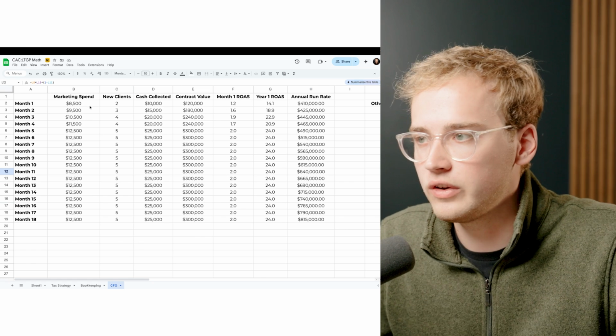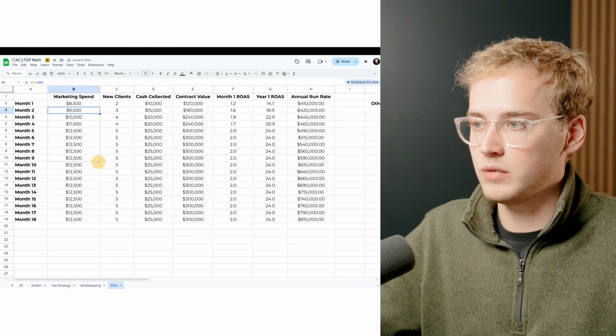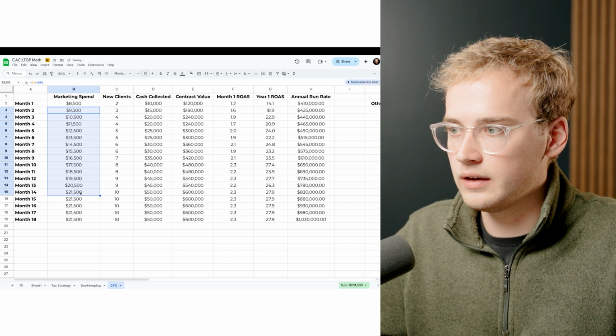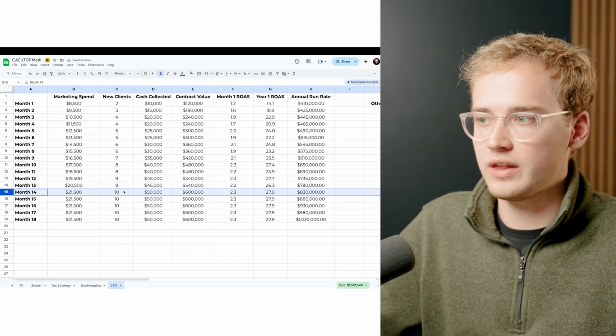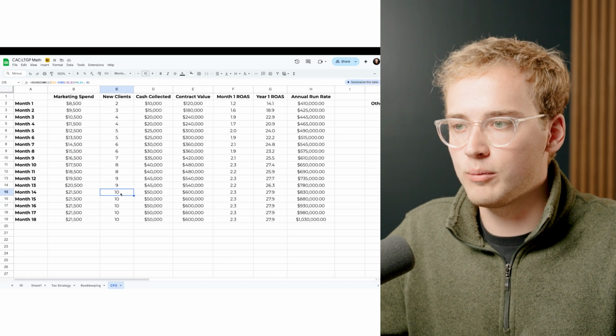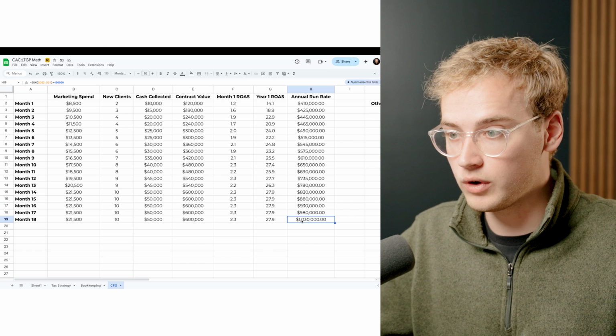And so maybe that increases our onboarding capacity to 10 new clients a month. And so over the next 18 months, we're going to scale up to the point where we're onboarding 10 new clients a month. And so by month 14, we'll get to that point. We're spending $21,000 on ads, almost $22,000. We're onboarding 10 new clients a month. And you can see by month 18 now, we're going to hit $1 million a year run rate.